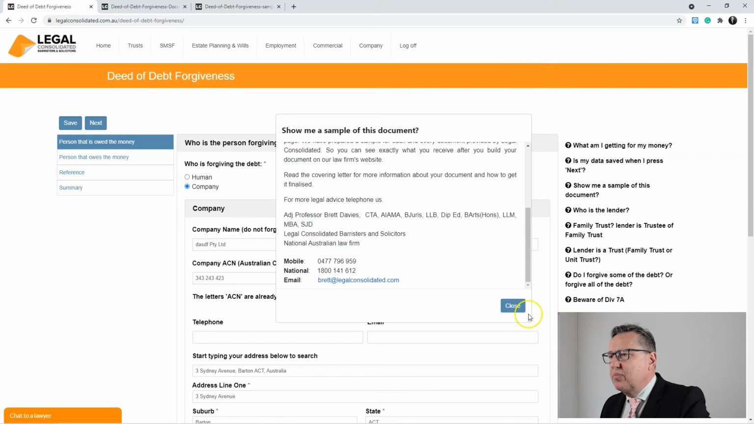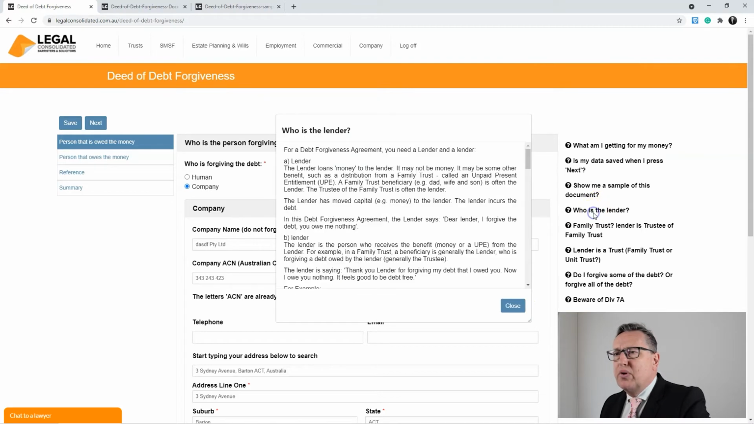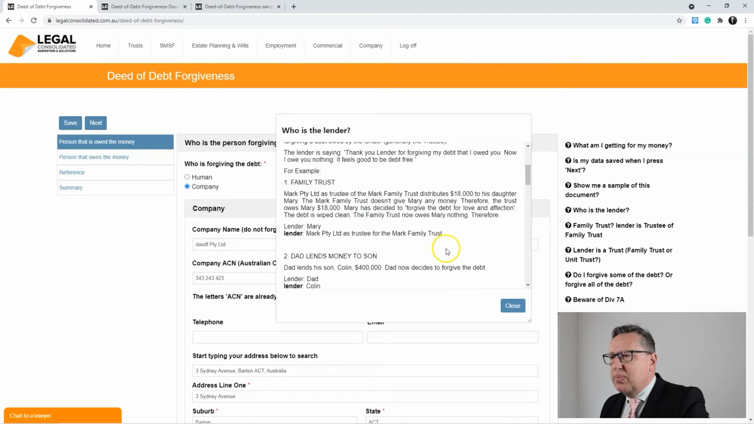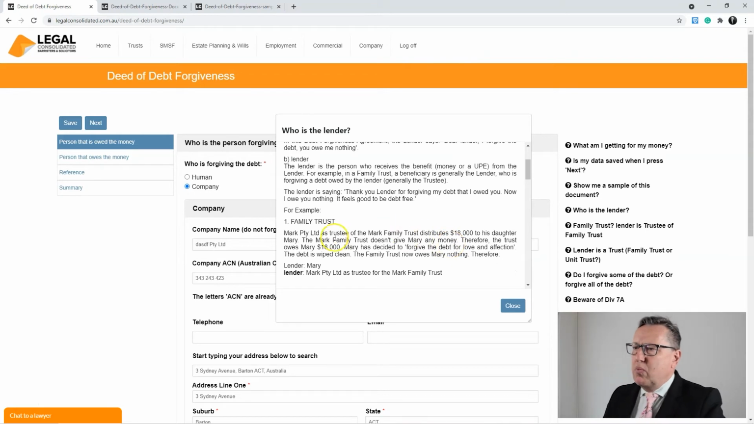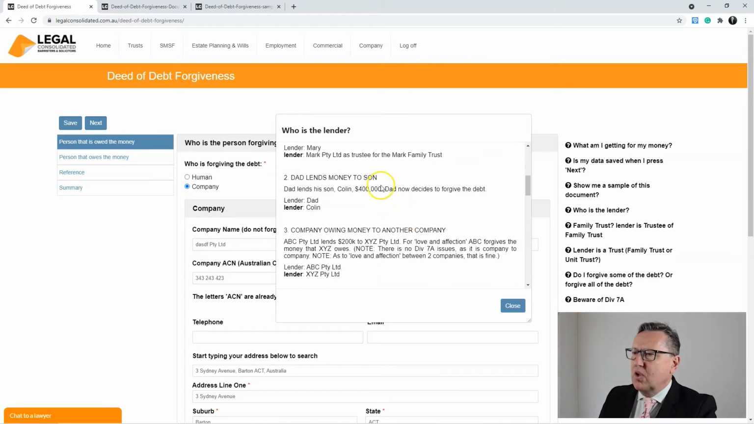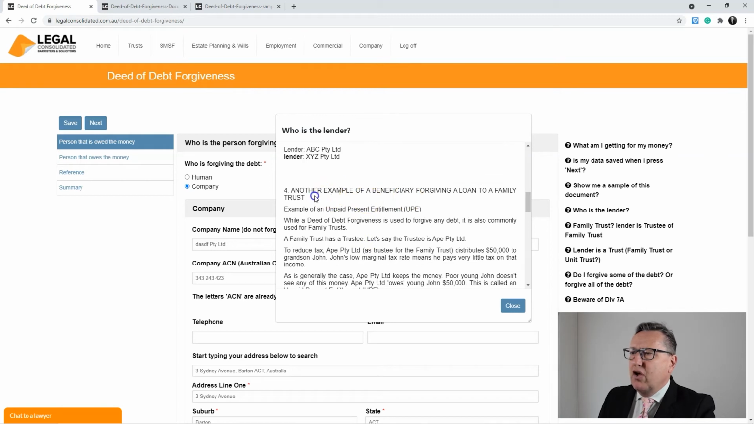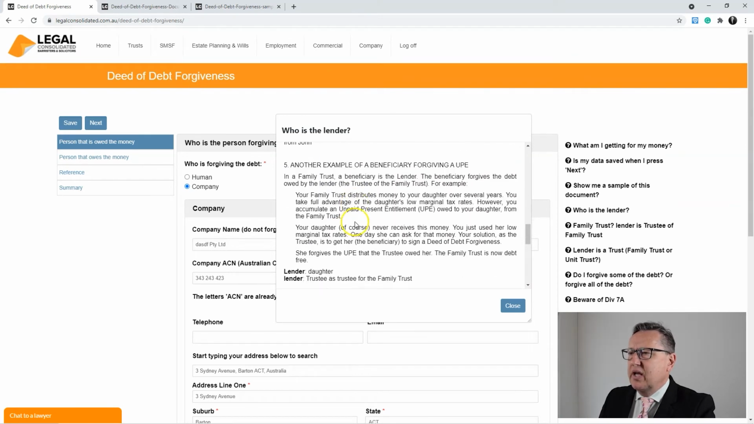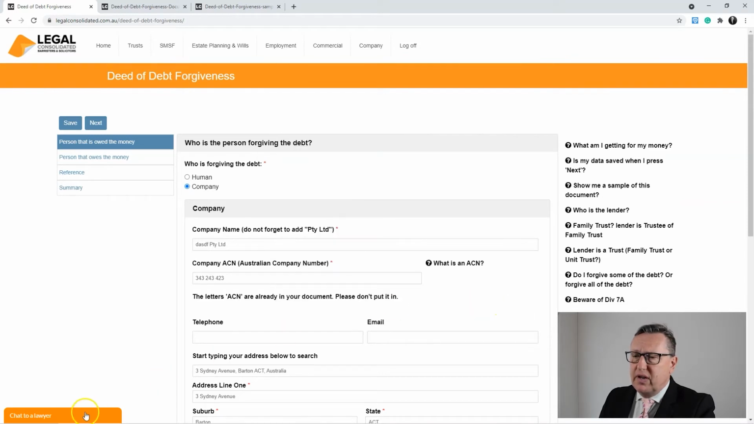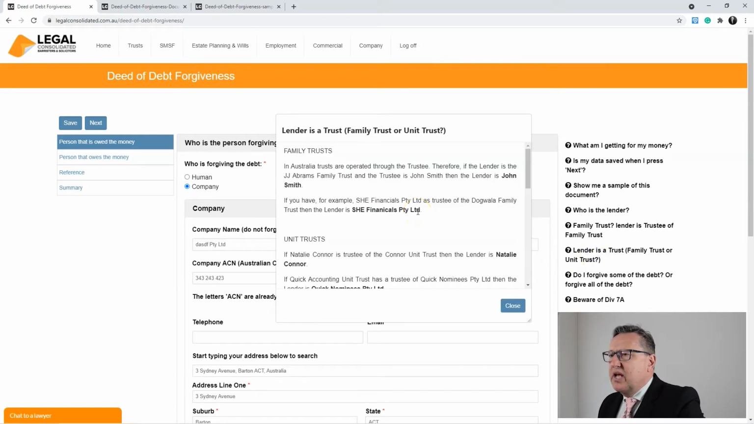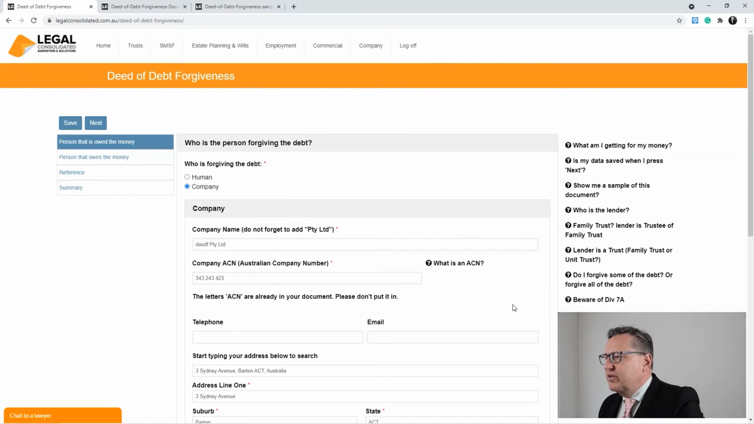Show me a sample of this document. There's a training video on that. Who is the person that lent the money for the deed of debt forgiveness? And that explains, for example, where the family trust lends money, where dad has lent money to a son and now wants to forgive it, or a company owing money to another company. Here's a beneficiary forgiving a loan of a family trust. So there's lots of examples here. And of course, you can always telephone us for free, and there's a chat as well. So you can always have a chat with a lawyer. There's some samples if you're lending or money's been lent by a family trust.